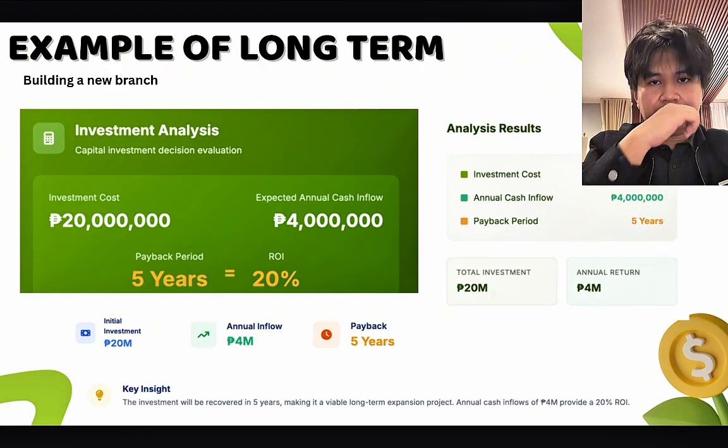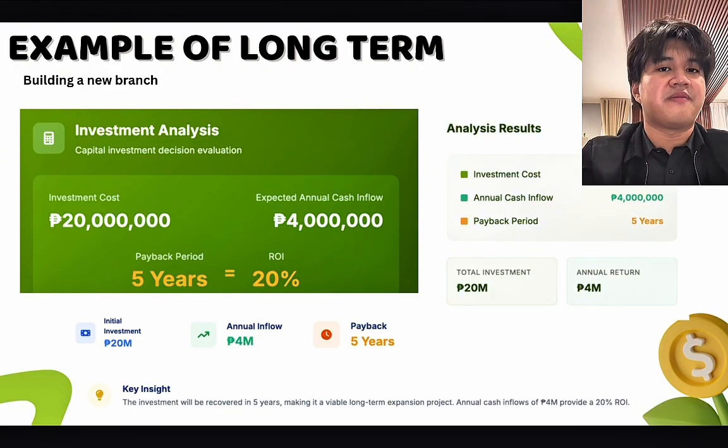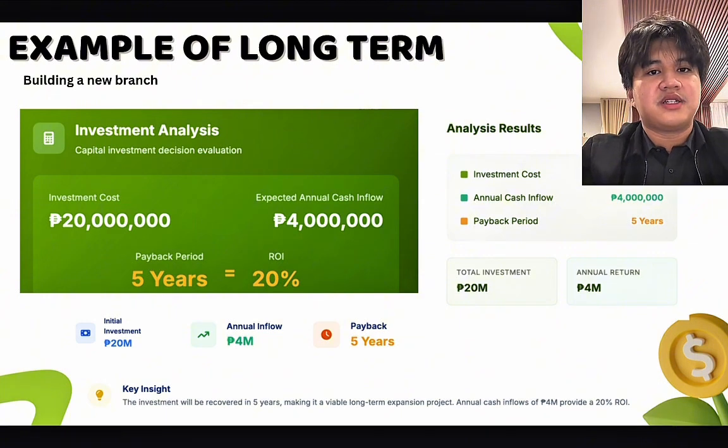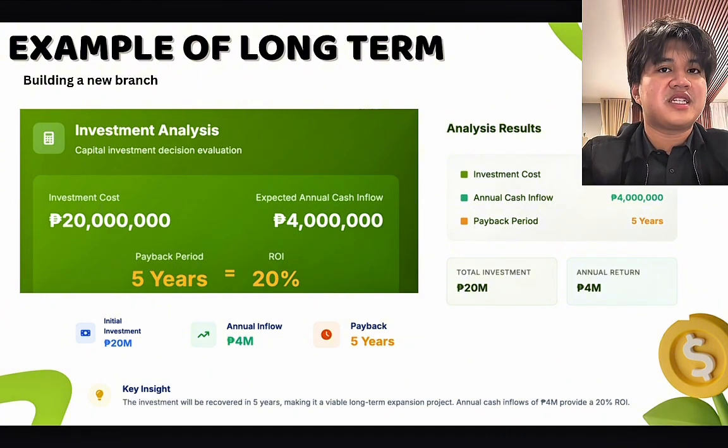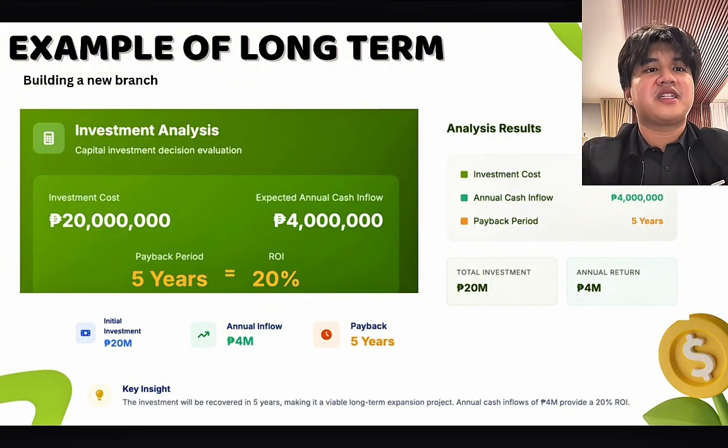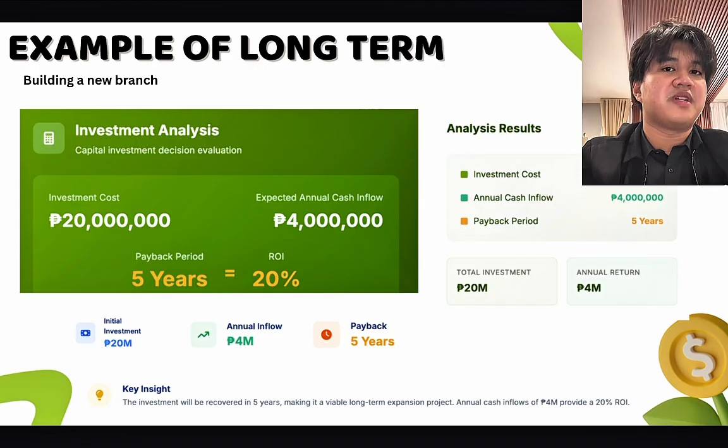I'll give you an example for long-term planning. So we have here an investment cost of 20 million. This example is like building a new branch of a school. So the investment cost is 20 million pesos, the expected annual net cash flow is 4 million, and the payback period is 5 years. For example, suppose a company wants to build a new branch. The branch requires an investment of 20 million pesos and is expected to generate 4 million pesos net cash flow.